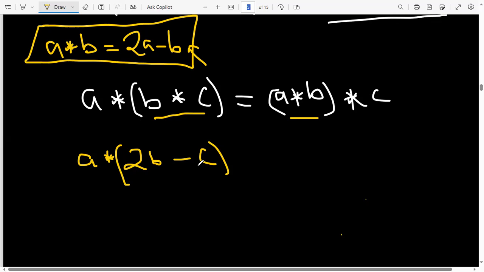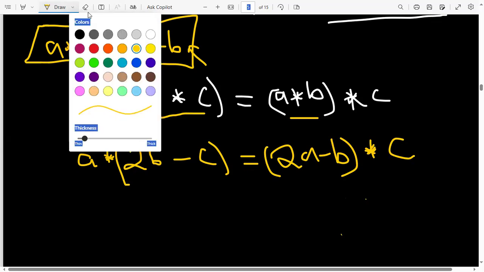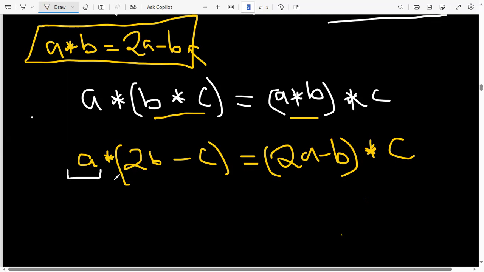Then you're going to say this equals, what is A star B? A star B is just this here. So we are going to write 2A minus B in brackets like that, and then star C. Now we have these two under the binary operation. We have A, and then this whole thing is taking the place of B. So what is A star 2B minus C?